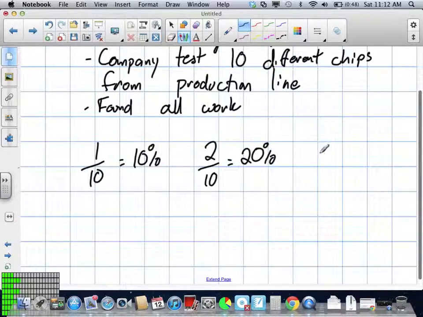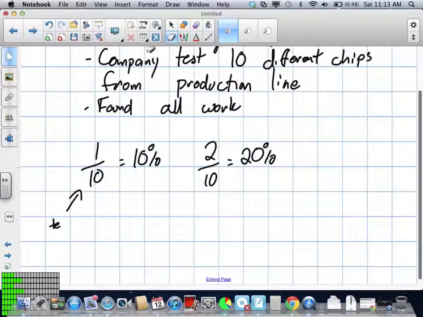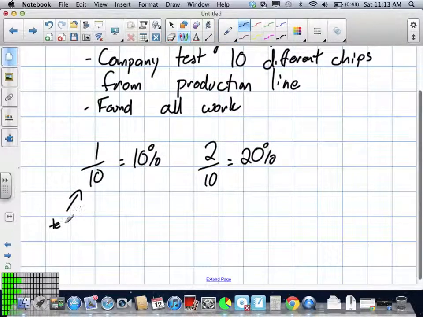Well, 4 and 10 would be talking about how many are working or not working. What we're talking about is the amount of chips they actually tested. And they tested 10 chips. That's tested, not text. They tested 10 chips, right?